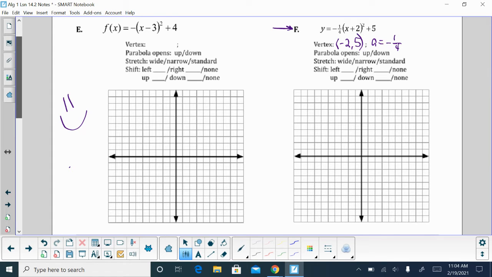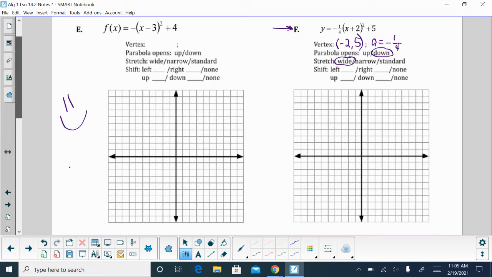With that information, we can determine that the parabola opens down because of that negative. When we talk about stretch, is it wide, narrow, or standard? It's actually kind of deceiving, but with this fraction being less than 1, it makes our parabola wider. You would think a fraction would make it a fraction of something, but nope, that's not how it works. It actually makes your parabola wider if A is less than 1.